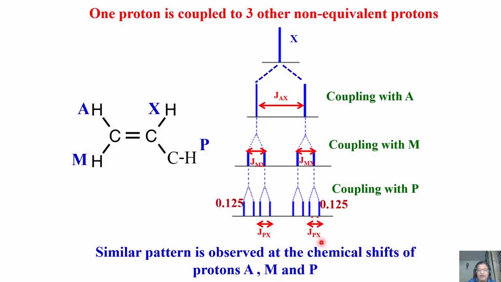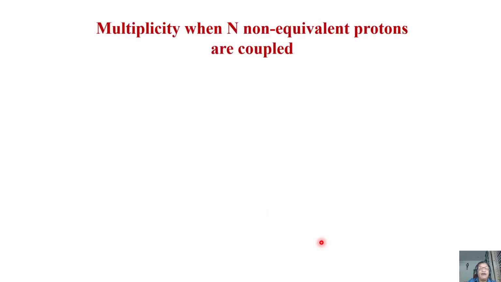What is the simple logic now? When I have n non-equivalent protons coupled, how many peaks do we expect? Go by the logic now. When one proton was coupled, you got one line. Isolated proton was there, you got a single peak.